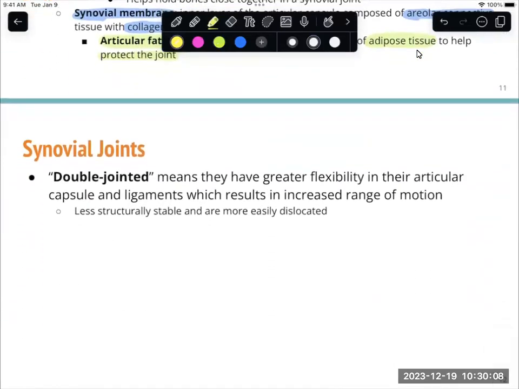Have you ever heard somebody, or you may say yourself, that you're double jointed? All that means is that articular capsule and those ligaments have greater flexibility than somebody else. That allows for that increased range of motion to that joint. The problem with people who are quote unquote double jointed and have this greater flexibility is that it creates a less stable joint. Means these people have a lot greater chance of dislocating that joint.